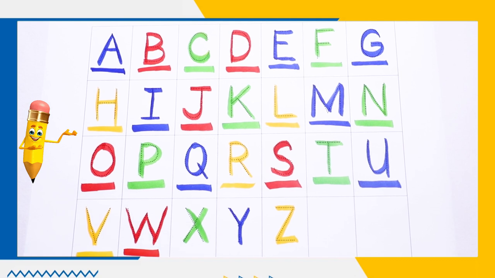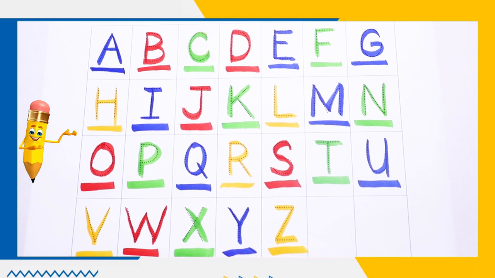W. W for watch. Green color X. X for xylophone. Blue color Y. Y for yak. Yellow color Z. Z for zebra.